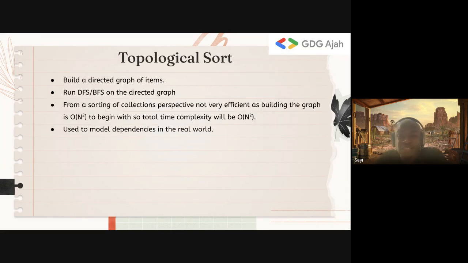So there's another type of sorting that is also important. It's called topological sort. Now this is using a graph. You can actually use a graph to do sorting, and that's what they call topological sort. Essentially, what you do is build a directed graph of items, and then you run DFS and BFS on the graph. Now, from a sorting perspective, it's not efficient because to build the graph, we need O of n squared time. But the real use case for topological sort is to model dependencies in the real world.